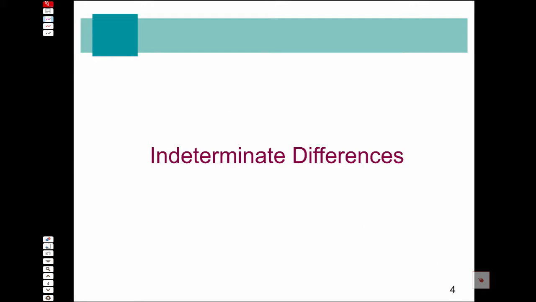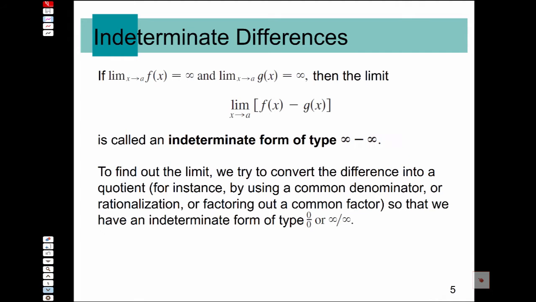The other kind of indeterminate form that we're going to look at is what's called an indeterminate difference. Here we consider the case where the limit as x goes to a of f is infinity and the limit as x goes to a of g is infinity, and we're looking at the limit of the difference of these two functions. Again, it's not clear what this limit is going to be because we have an indeterminate form of the type infinity minus infinity. Our strategy for computing this type of limit is to somehow try and convert this indeterminate difference into a quotient for which we can apply L'Hopital's rule.